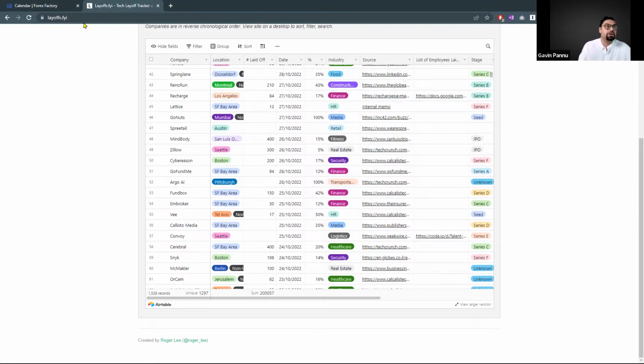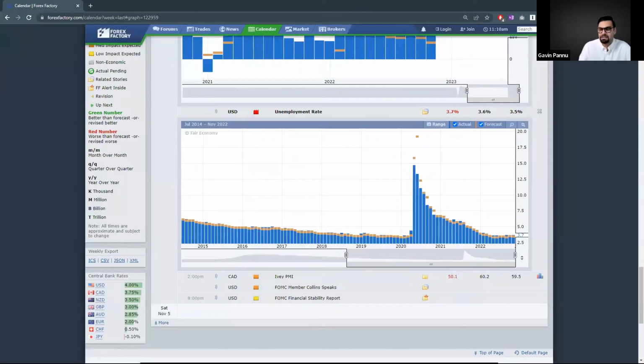So this will be a good tracker for you guys. I might just share this link in the chat. There you go. Something to keep an eye on an ongoing basis, and just to show you what's happened most recently.